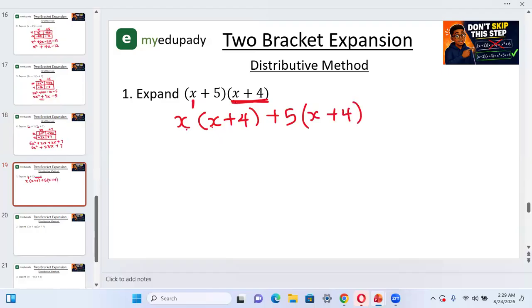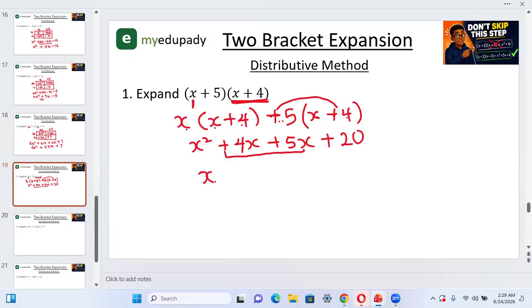Then you do x times x. This gives you x squared. Then x times plus 4 gives you plus 4x. Then plus 5 times x gives you plus 5x. Then plus times plus, plus times plus, be very careful, that gives you plus. Then 5 times 4 is 20. So we add these terms together because they are similar. And this gives us x squared plus 9x plus 20.